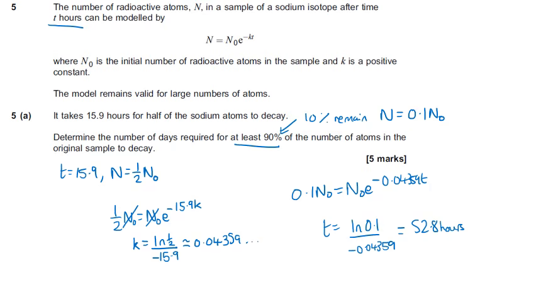But the question says determine the number of days. So if you divide that by 24, you get 2.2 days.